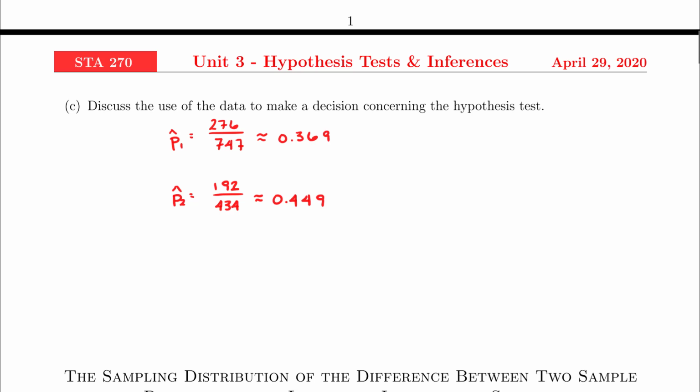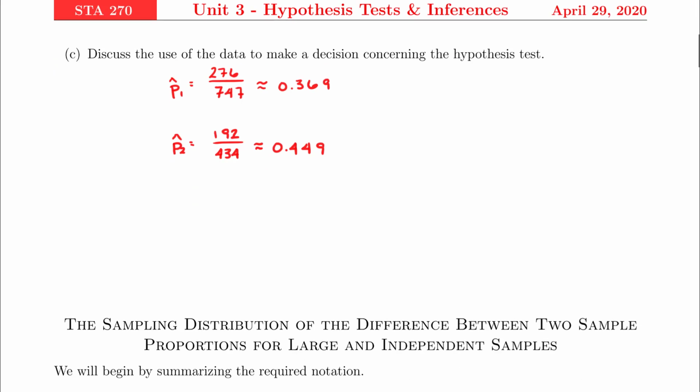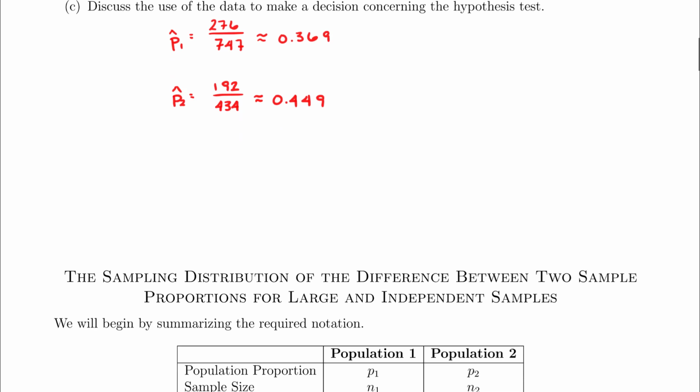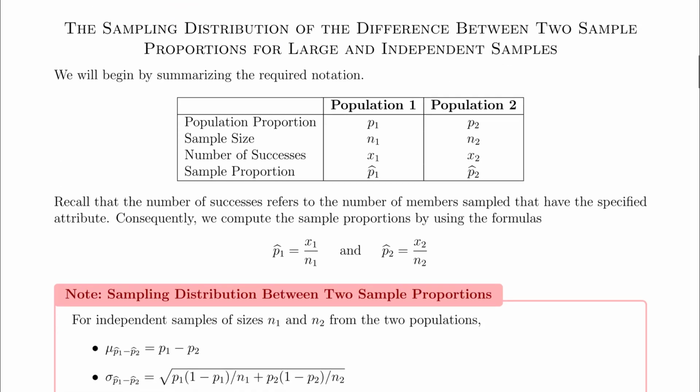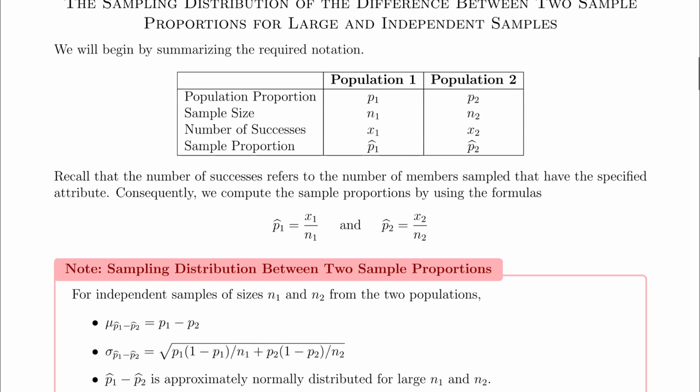And to make that decision, we're going to have to know the distribution of the difference between the two sample proportions. And so we're going to see a couple of charts here from before we start doing any more examples. And we're going to come up with the methodology that we want to use to complete a two-sample proportion hypothesis test. So here's the notation that we need.